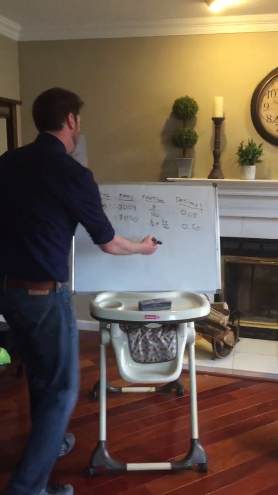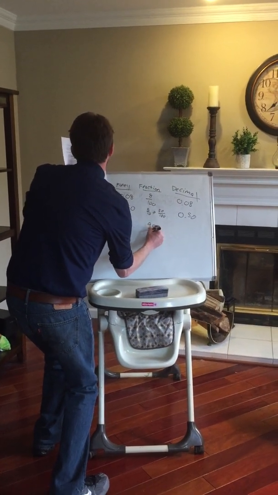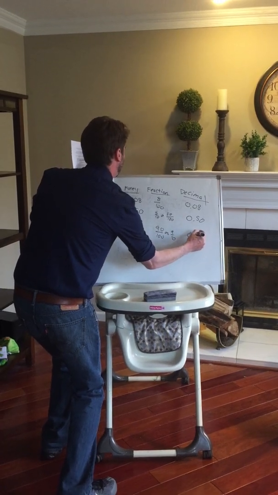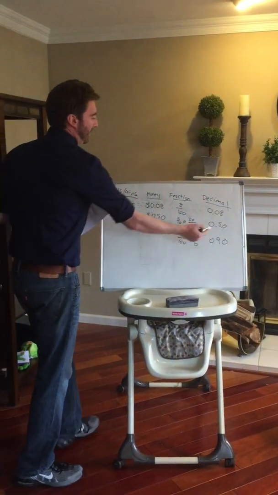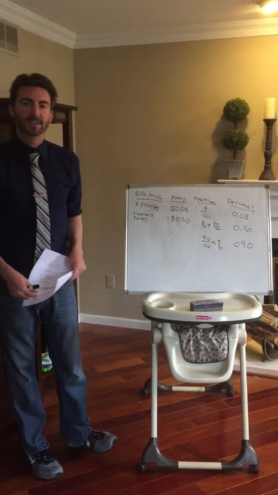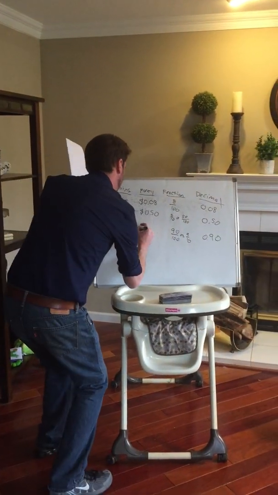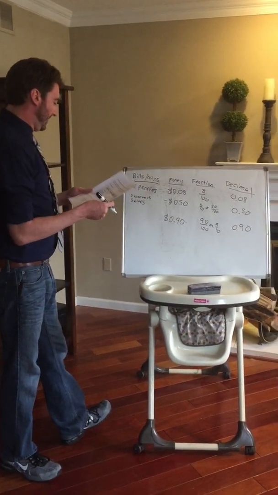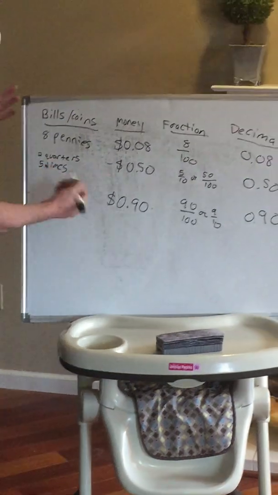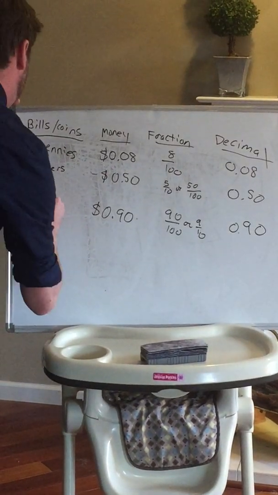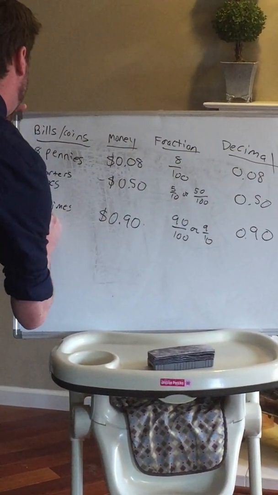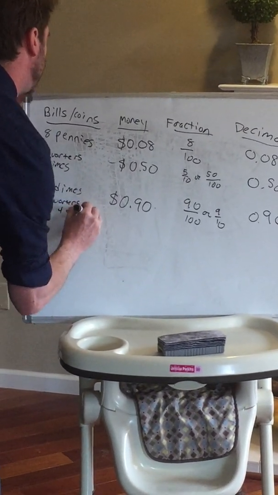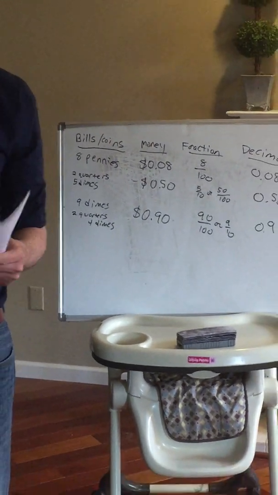All right, now we have the fraction given, 90 over 100, or 9 tenths, and it gives us the decimal, 0.90. Now remember, decimal and money is going to be the same thing. Just have to add the dollar sign. So I'm going to put the same thing as what's right over there. And now for bills and coins, you could say 9 dimes. You could say 2 quarters and 4 dimes. A whole bunch of different combinations you could do for that.